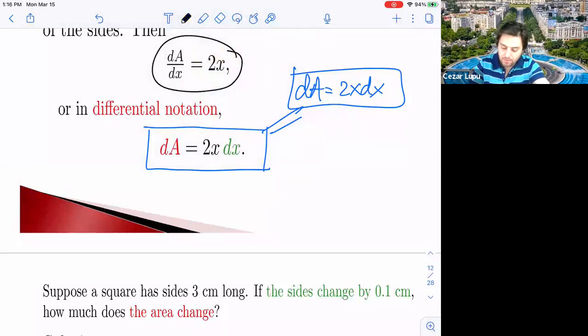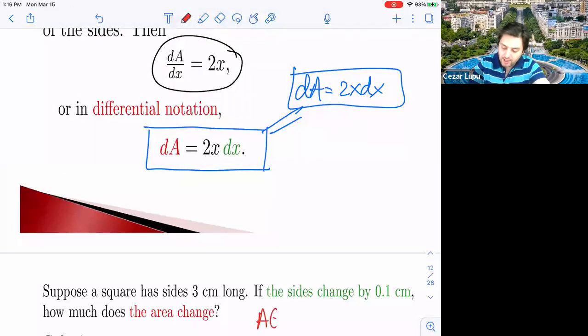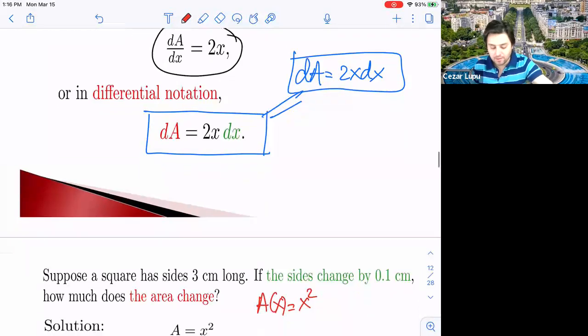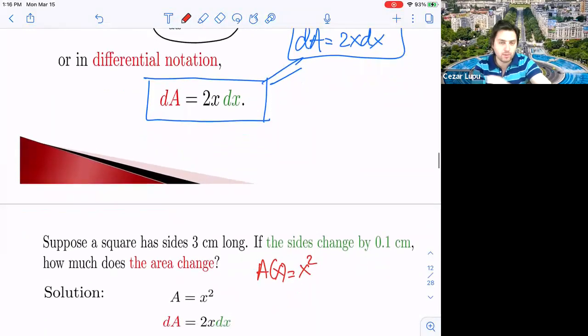So the area, okay, let me write it with red. A of x is x squared. Let's keep that in mind. And now we can differentiate with respect to x as we have seen, and we can write it directly, right? We have that dA, which you guys see here, is 2x dx.